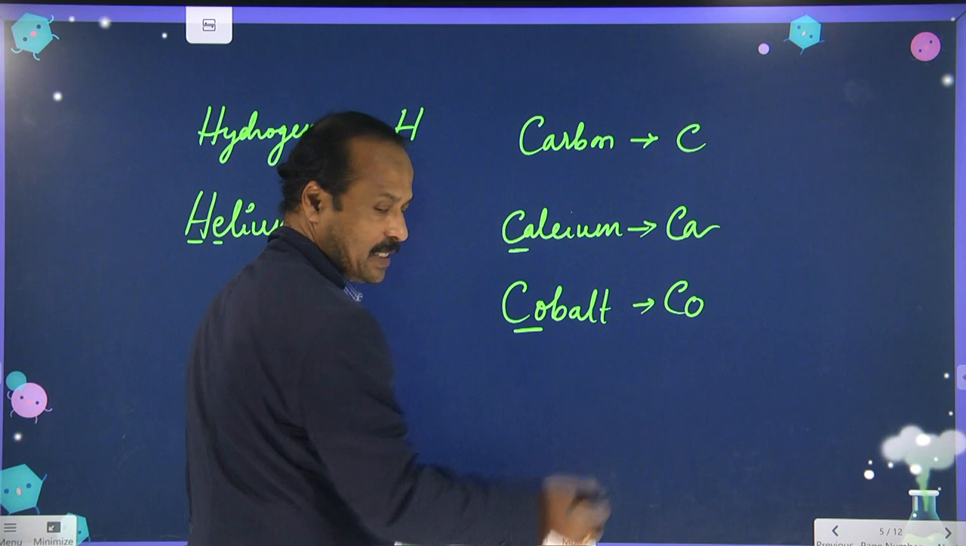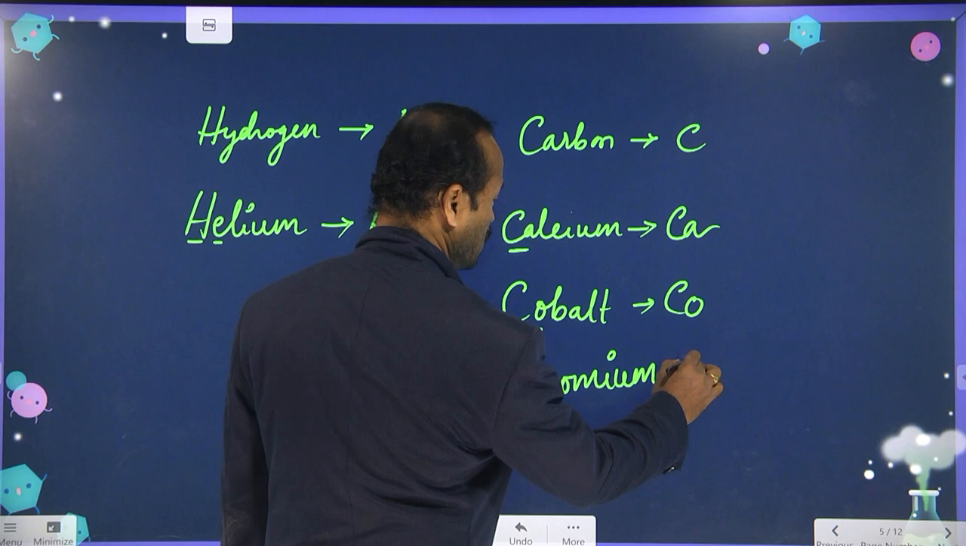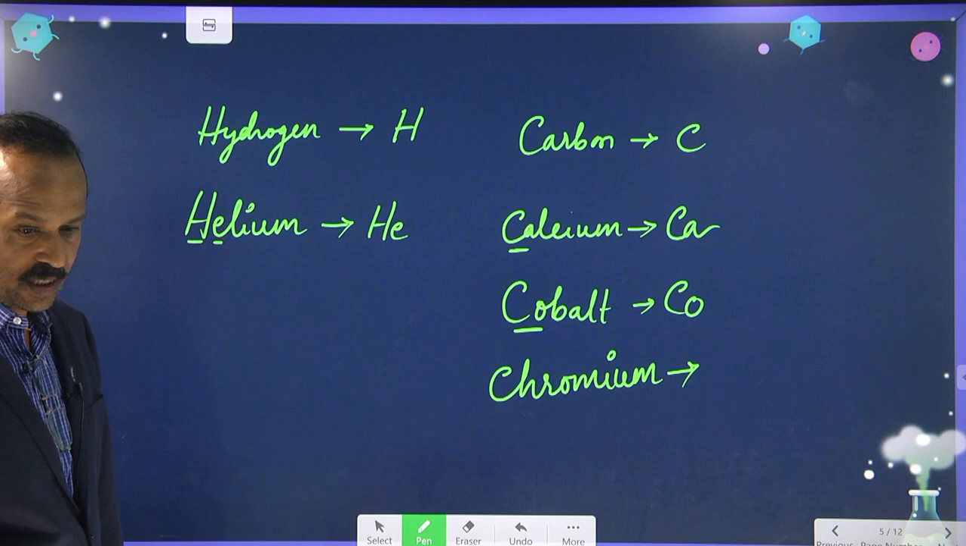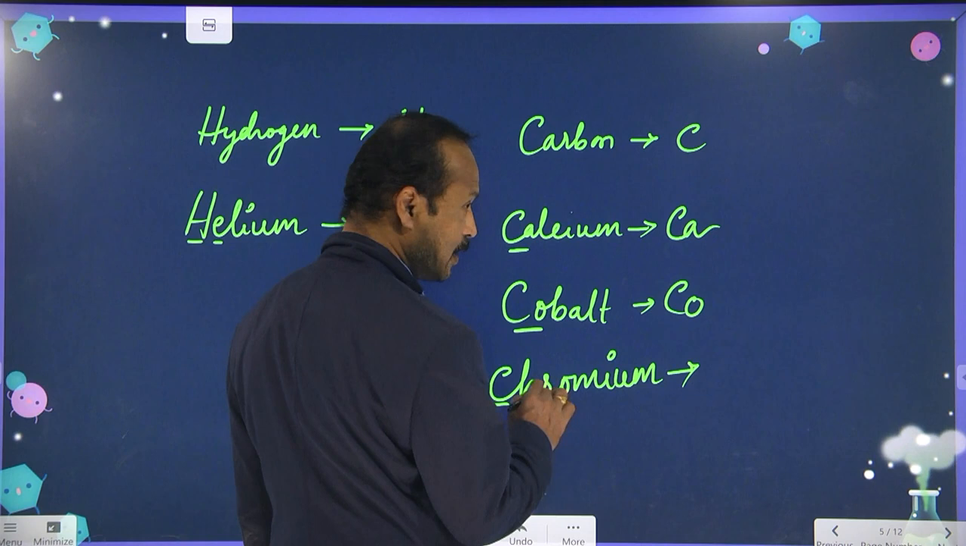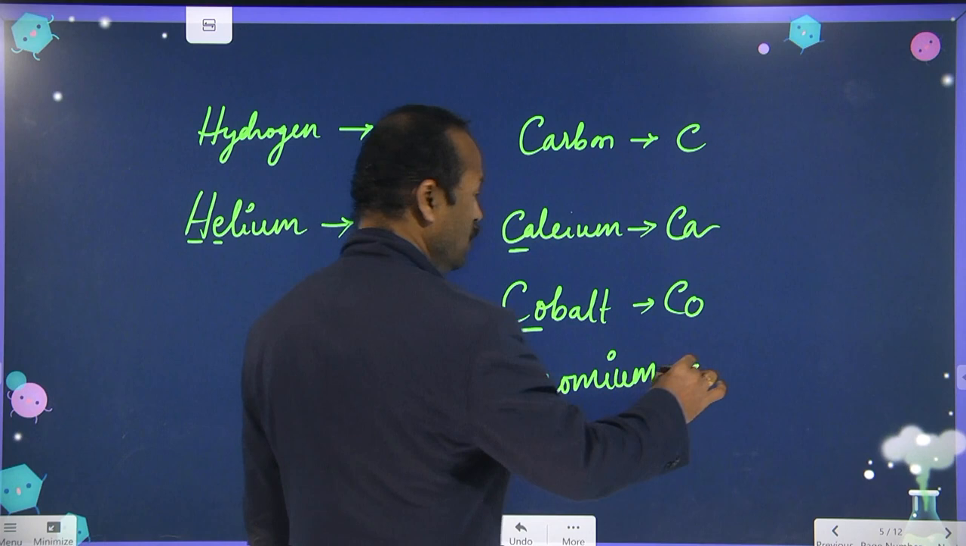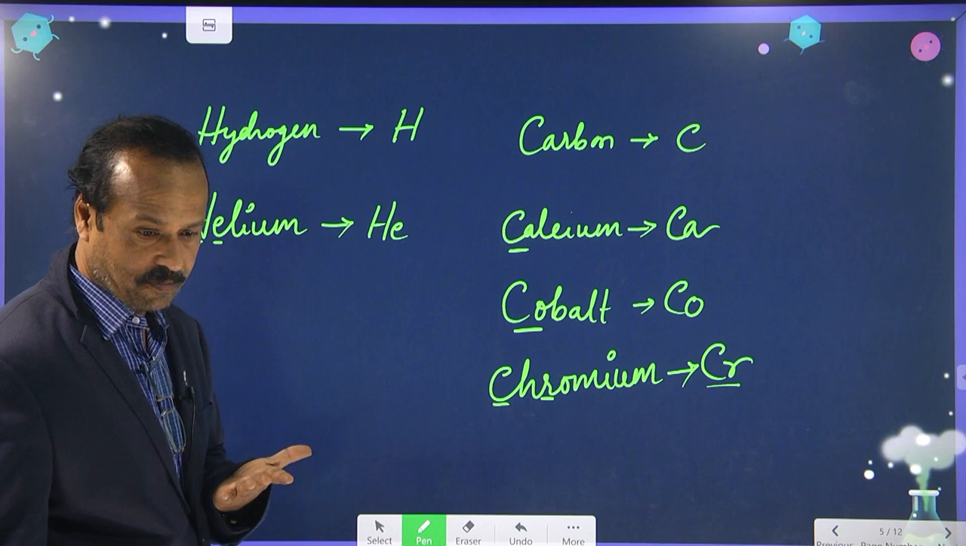Now you see here, for example, take chromium. The spelling is C-H-R-O-M-I-U-M. What is the symbol of chromium? Cr. Why have they taken Cr? Because the prominent letter in chromium is R. So they have taken it as Cr. Like this, in this way they have taken the names.